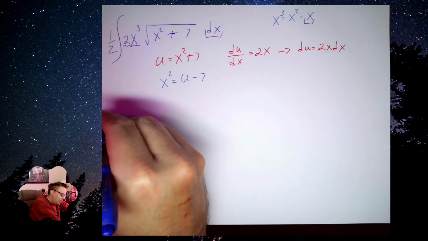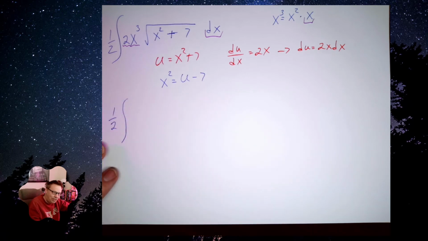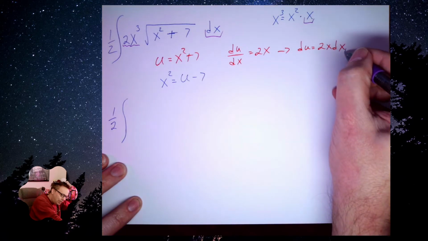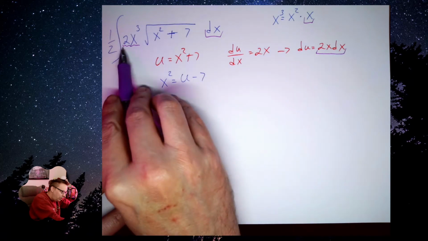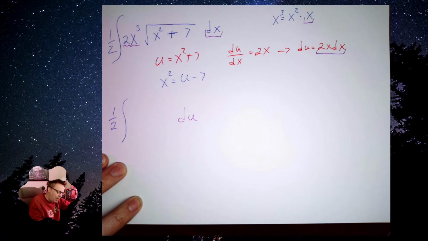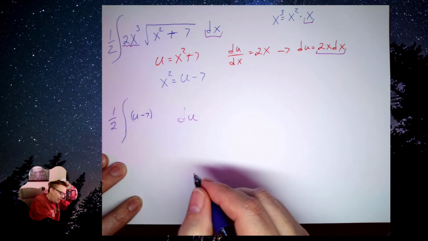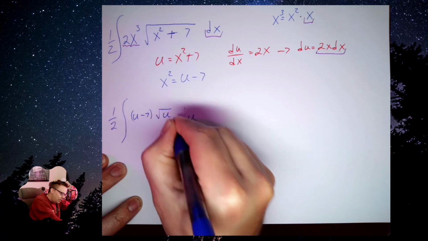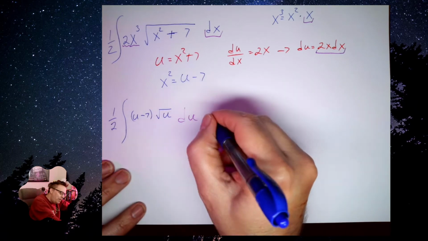So let's see if I can write all this down. The 1/2 is going to come along for the ride. The 2x dx, this part, that's going to become a du. Well, 2x, there's an x squared here. That x squared is u minus 7. And then I'm left with the square root of u. Does this look a little easier? Well, it actually is. Let me do a little bit of algebra here.